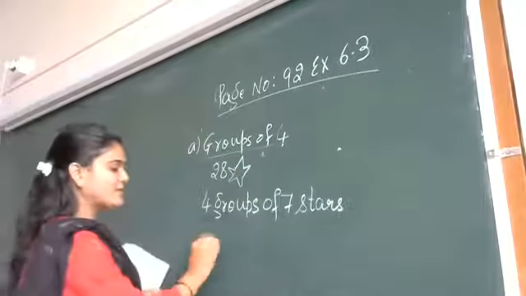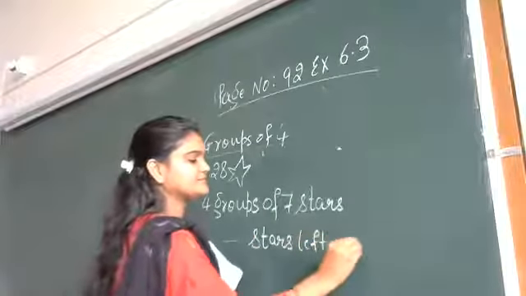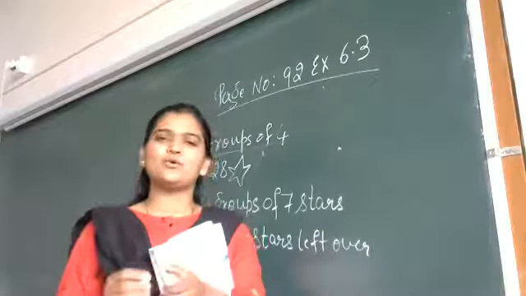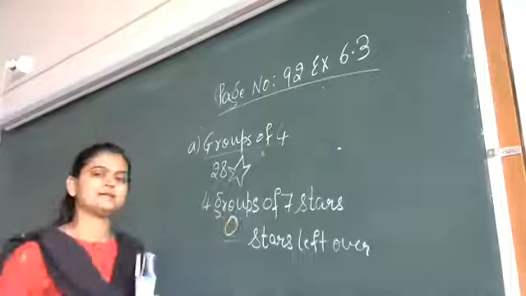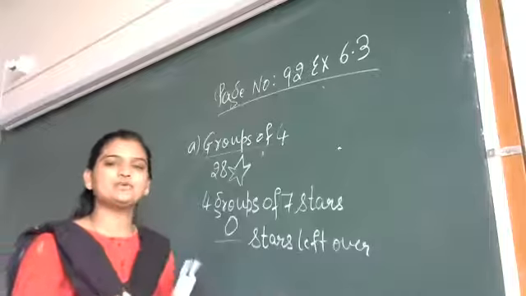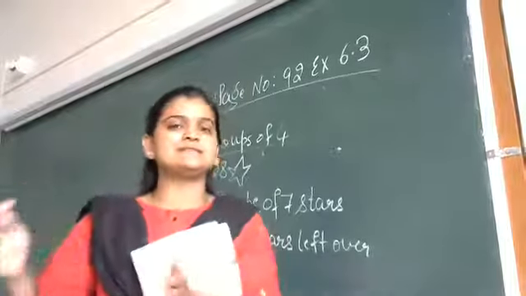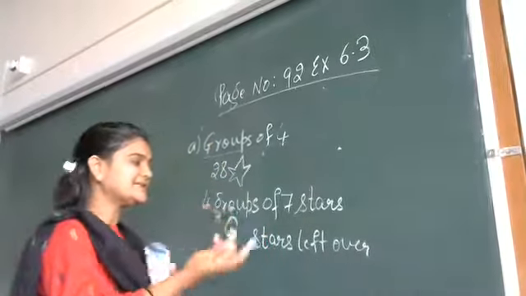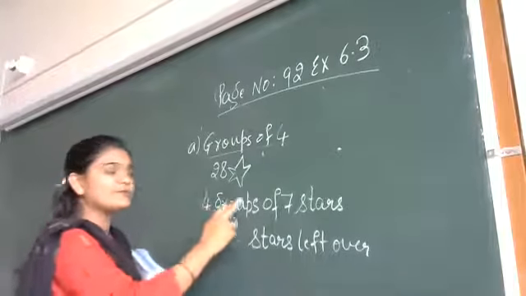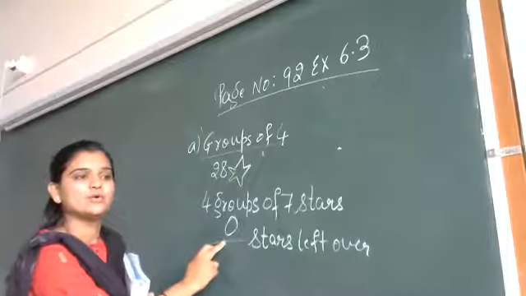Now there is one more thing. Can you tell me how many stars are left over? Are there any stars which are left over? No. So what will be the answer? Zero. Nothing is left over. Everything is equally distributed in each group. In each group there will be 7 stars. Nothing will be left over because it is easily divisible. 28 divided by 4. What will be the quotient? 7. Remainder will be 0.